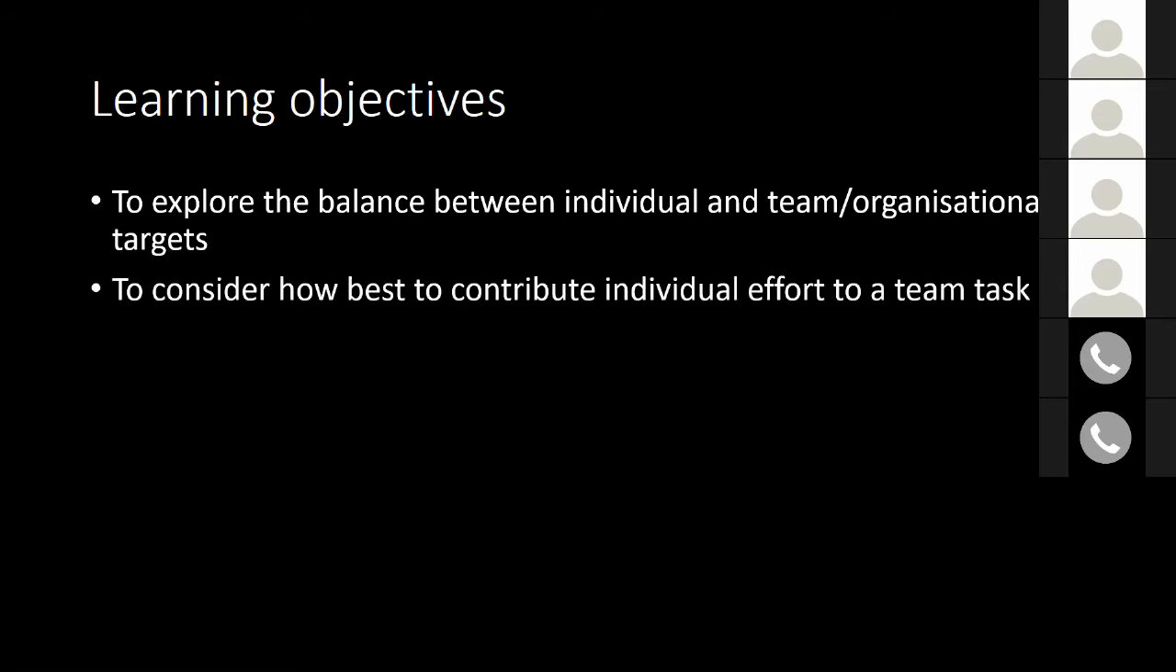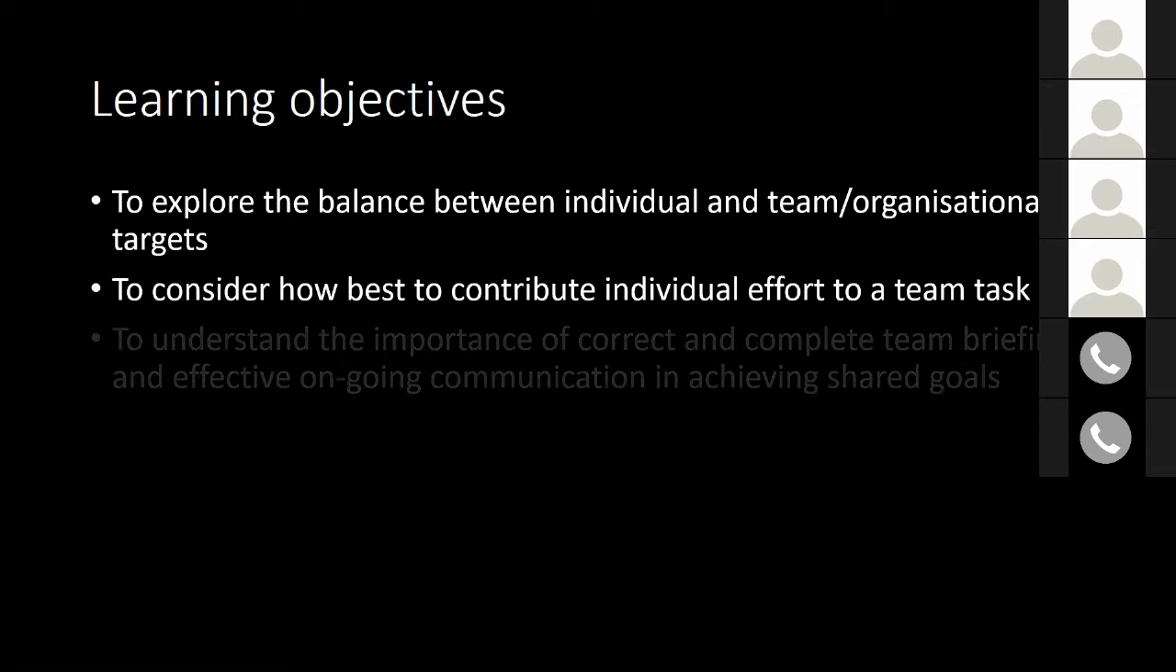So the second learning objective is to consider how best to contribute individual effort to a team task. It's the nature of the Matrix activity that people are often faced with the decision, which is about how best to contribute to the overall effort. And very often in Matrix, the best thing to do is to do nothing at all. But that's quite difficult for many people working in modern organizations. So there's some good learning there about when to act and when not to act.